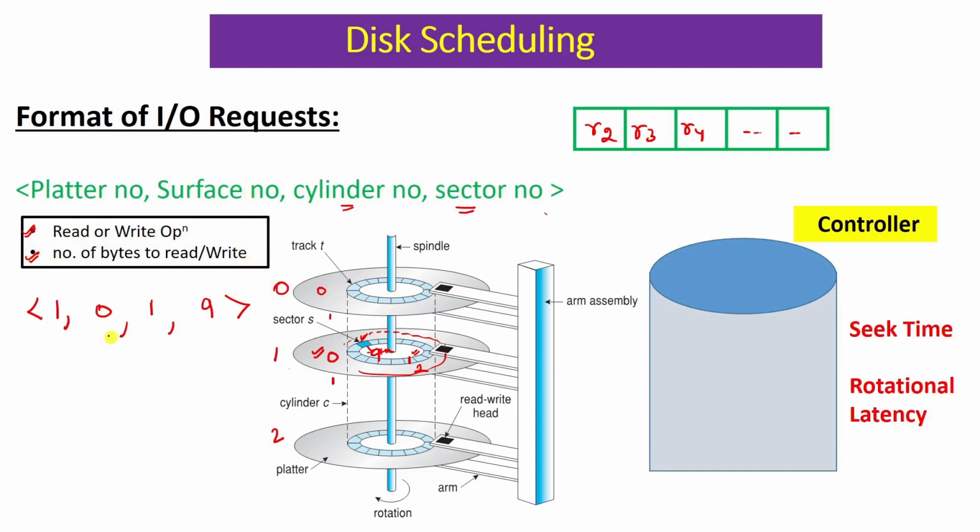Another type of request can be like, I want to read the data from, let's say, here. This is the second track, this is the first track. So another request can be: second platter, surface number 0, track number 2, and let's say this sector is the 5th sector.